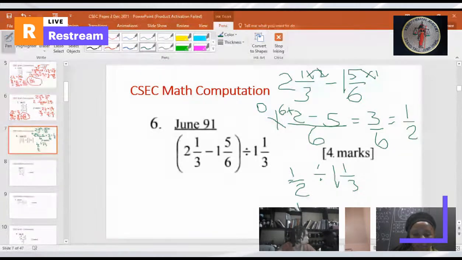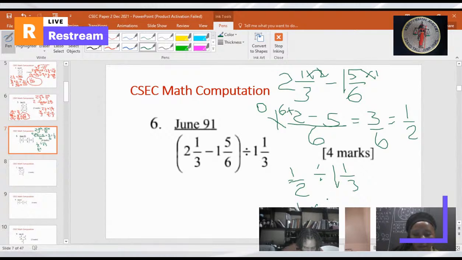We change the division to multiplication, and what next? We're going to change 1 and 1/3 to an improper fraction by multiplying the denominator by the whole number and adding the numerator. So what do we get when we do that? 3 times 1 is 3, plus 1, is 4/3.